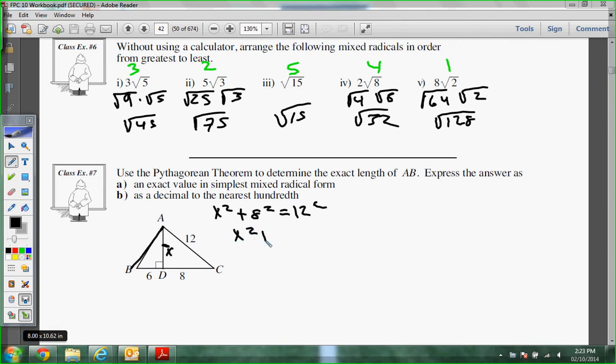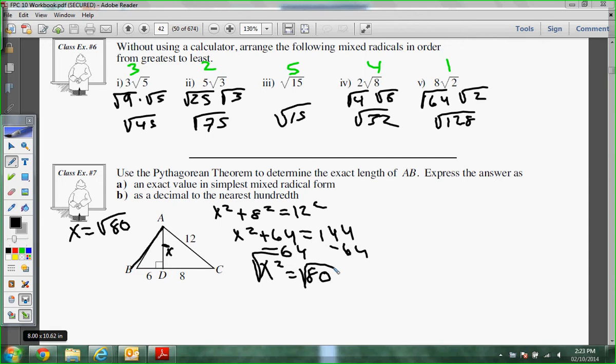That gives me X squared plus 64 equals 144. Minus 64, X squared equals 80. So X equals square root 80. We'll leave that like that for now. So now I have the two legs to figure out what AB is. So now I'm going to go 6 squared plus root 80 squared equals AB squared. Slow down for a second. Let me know if you have a question.